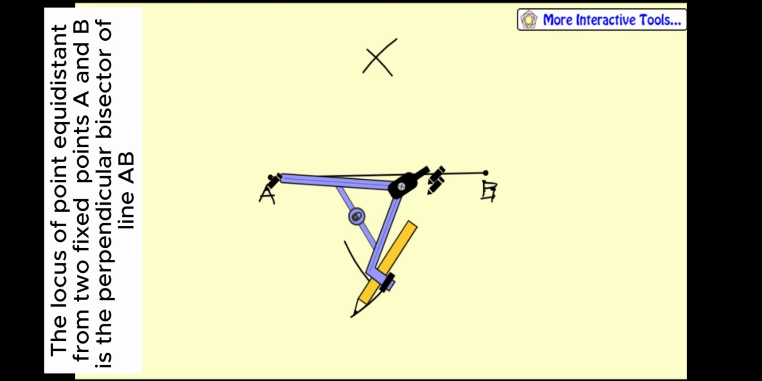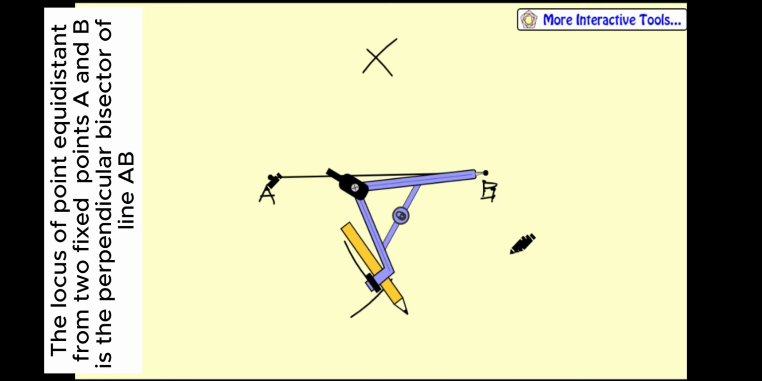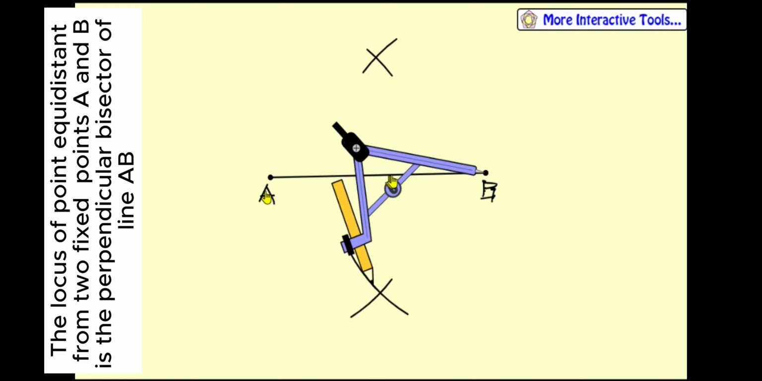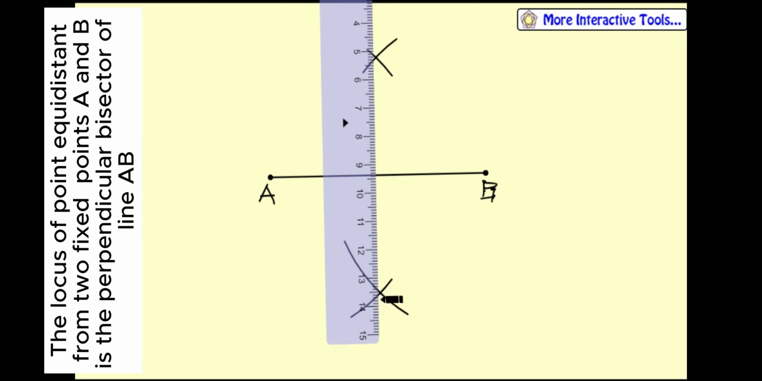So we'll now have a straight line that divides AB into two equal parts.